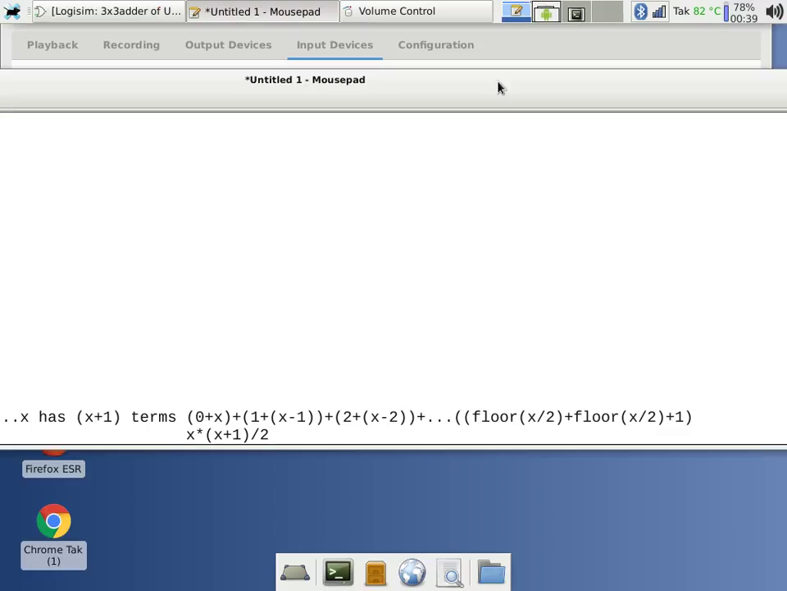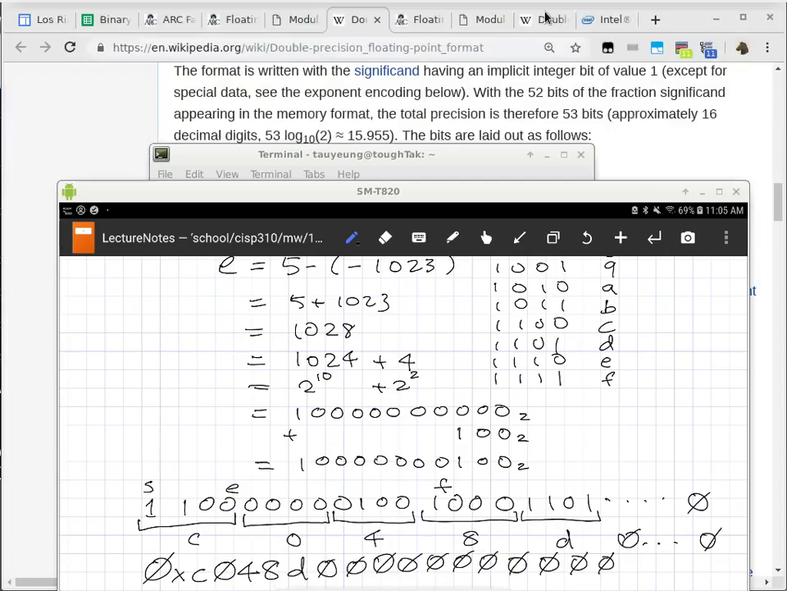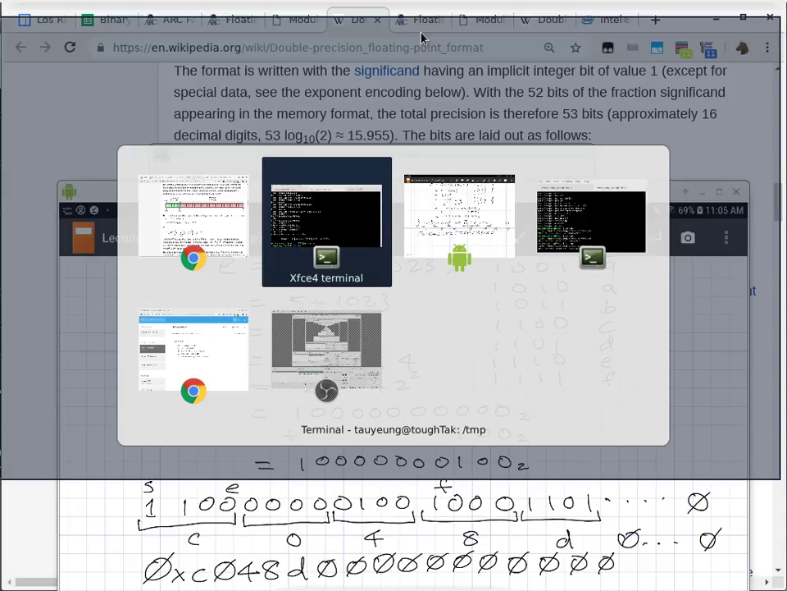Move to right. There we go. And now it should be here somewhere.